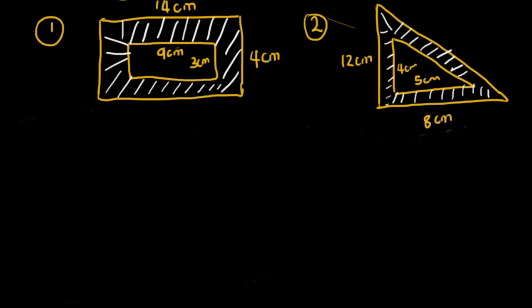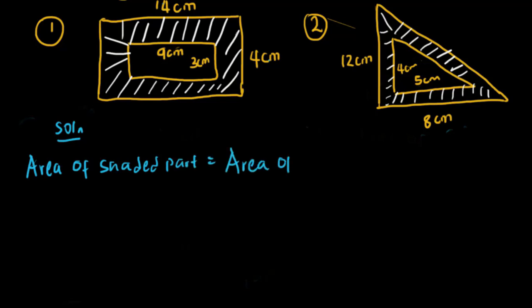So the second question is a triangle. We've got to calculate the area of the shaded part. Now remember, we are still going to follow the same process. Area of shaded part equals area of big triangle minus area of small triangle. Does that make sense?